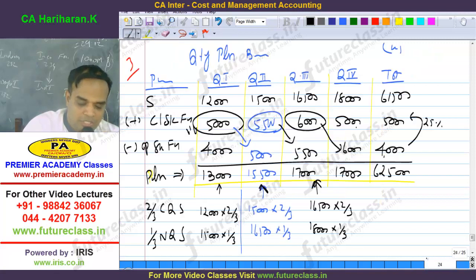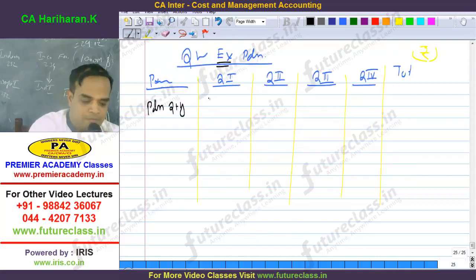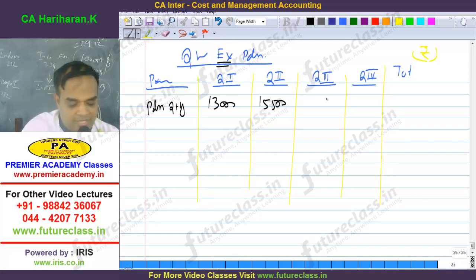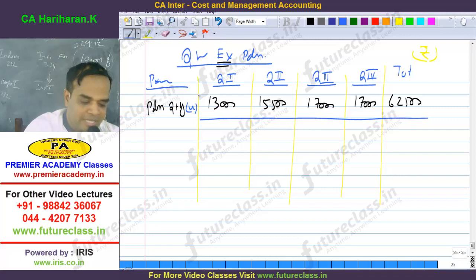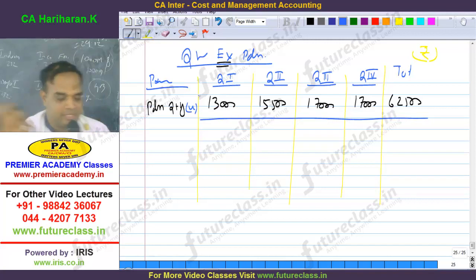What about the production quantity? 13,000, 15,500, 17,000, 17,000, total 62,500. Immediately draw the line. Otherwise, you add quantity and rupees all together just because you know how to use the calculator. Okay. Now, thereafter I am going to do everything in rupees in the expenditure budget.